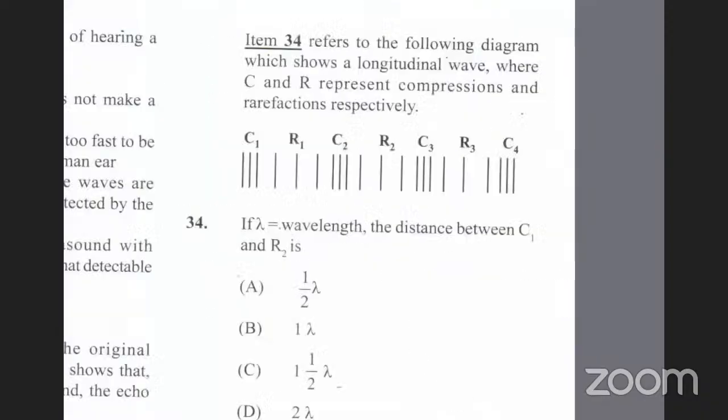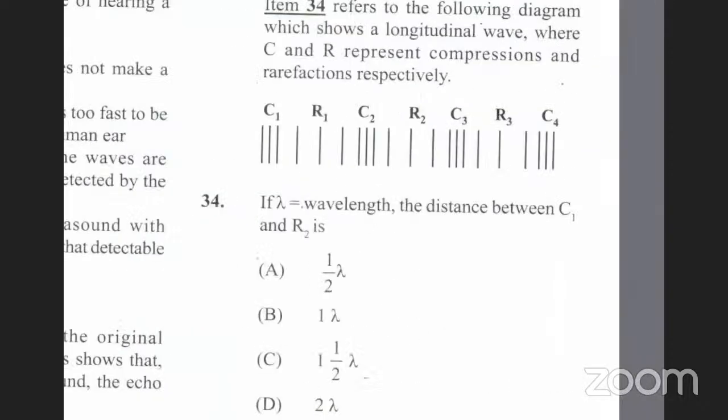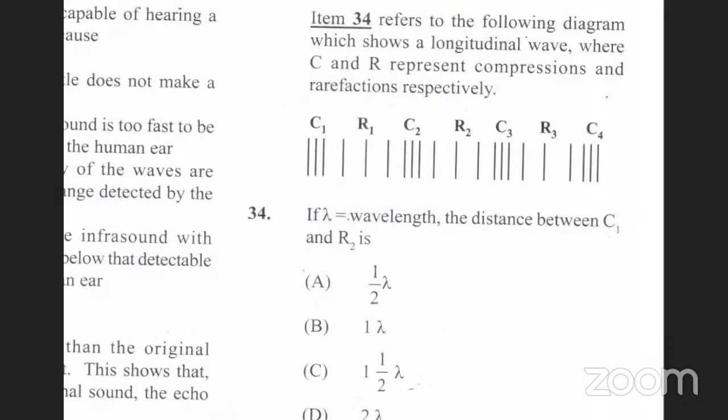Right, look on here. If they give you the following diagram, they give you a longitudinal wave, they give you compressions and rarefactions, right? If lambda is wavelength, then the distance C1 all the way to R2 is what? Right? C1 to C2 is a wavelength. So this is one wavelength. So there's a half a wavelength. So that's 1 plus a half wavelengths. Okay?